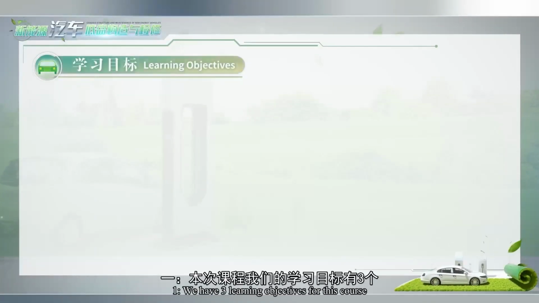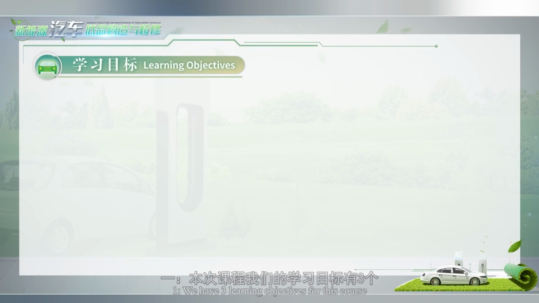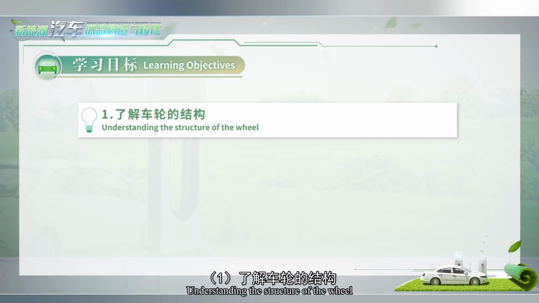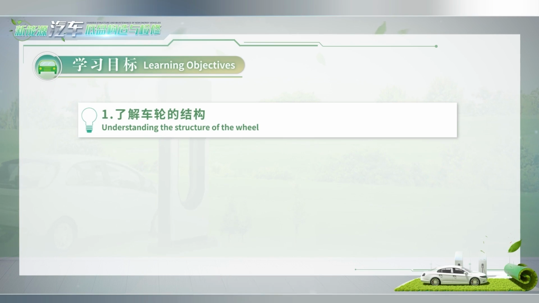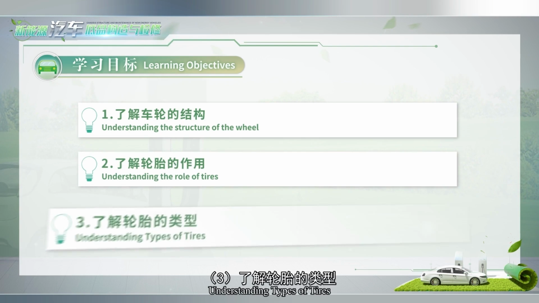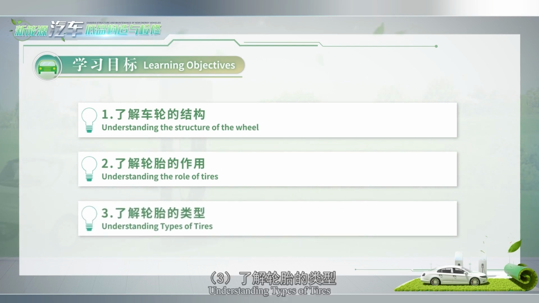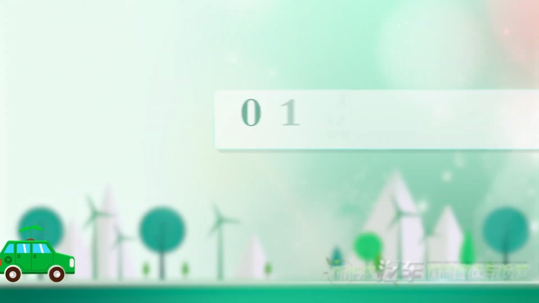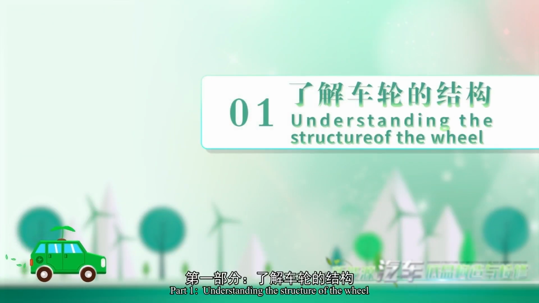1. We have 3 learning objectives for this course, which are: 1. Understanding the structure of the wheel. 2. Understanding the role of tires. 3. Understanding types of tires. 2. Let's learn today's content through the following 3 parts. Part 1. Understanding the structure of the wheel.